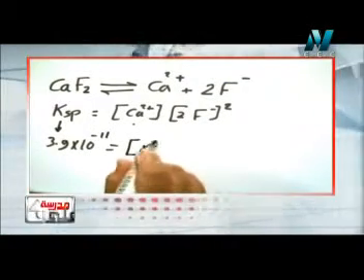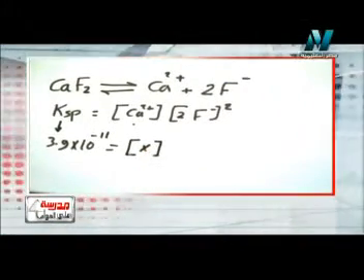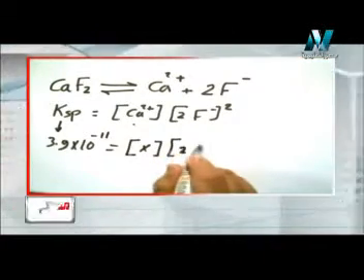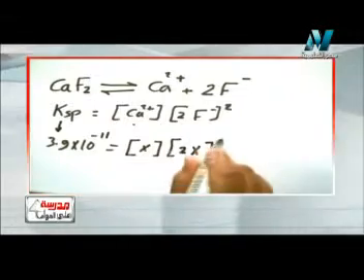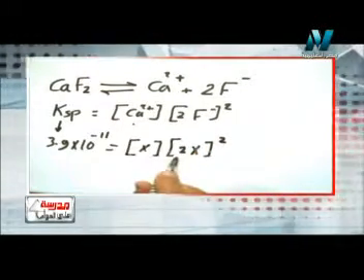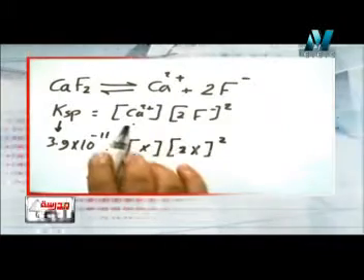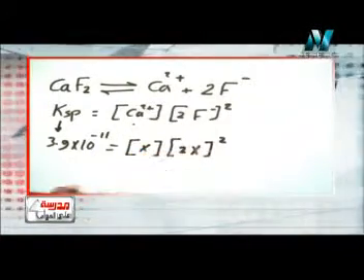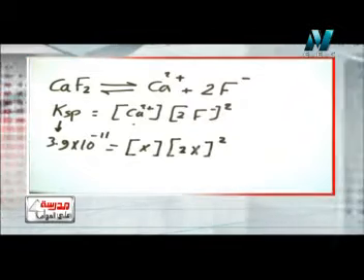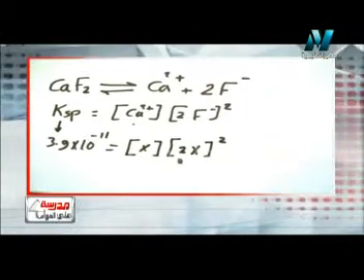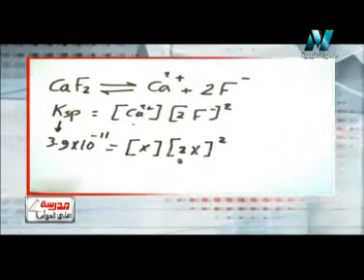So it will be concentration of calcium, x. Degree of solubility of fluoride, 2x to the power 2. Take care. Here we write x because we get the same value of calcium ion and fluoride ion. Okay, this is a very important point because I get for each the same value.